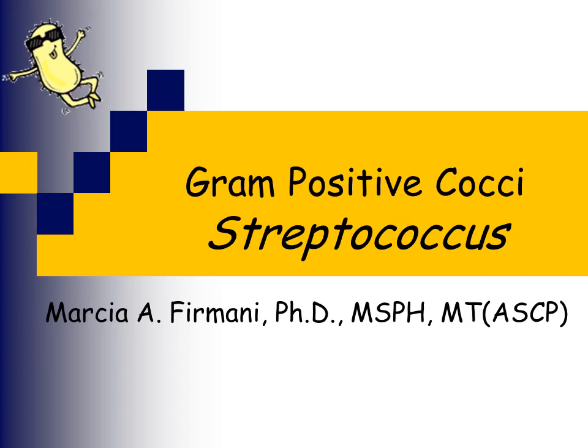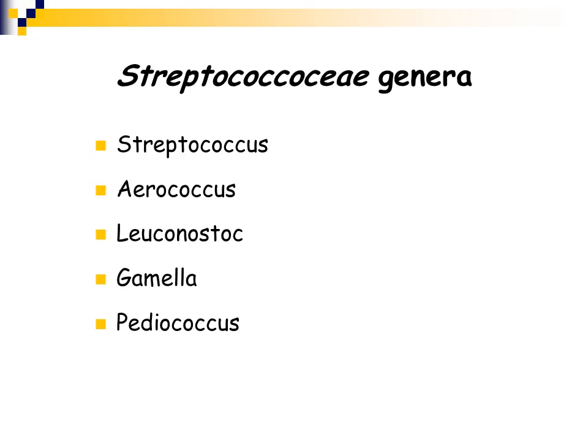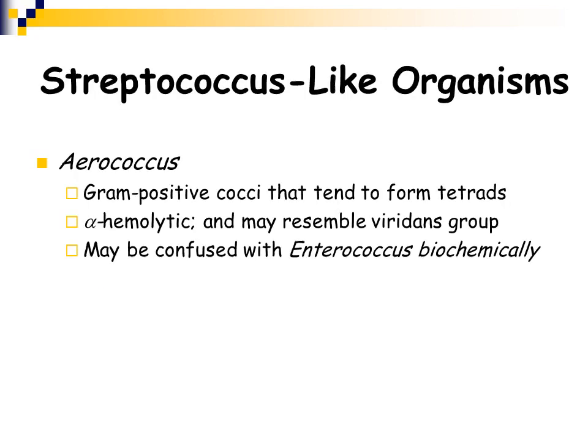We're continuing now with the gram-positive cocci, and we're going to start discussing the Streptococcus genus. The Streptococcus genus is in the family of Streptococcaceae, and the various genera within the Streptococcaceae family include Streptococcus, Aerococcus, Leuconostoc, Gemella, and Pediococcus. There are also Streptococcus-like organisms. They look very similar to Streptococcus under a microscope.